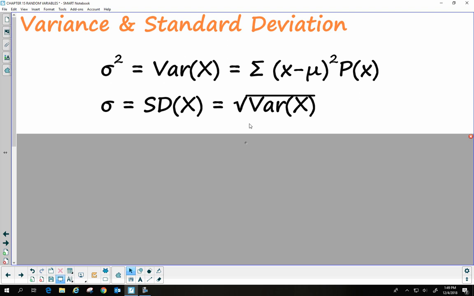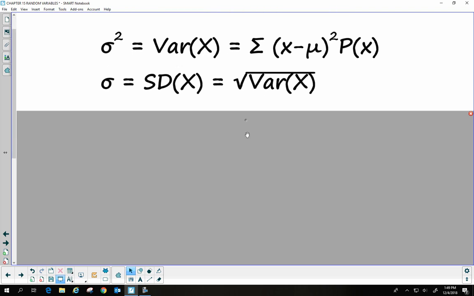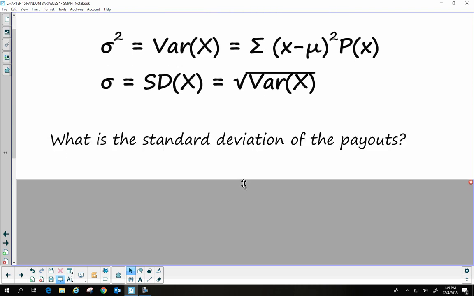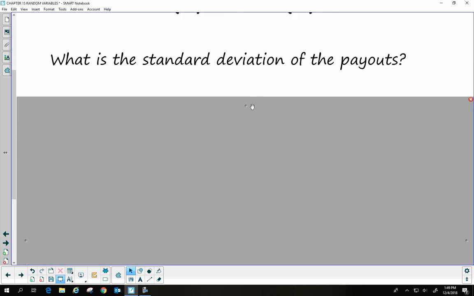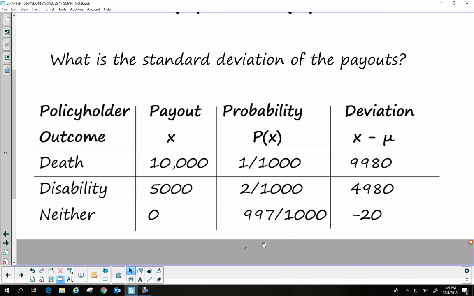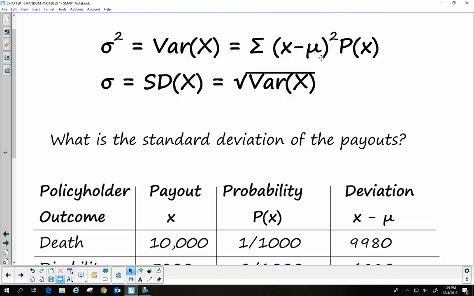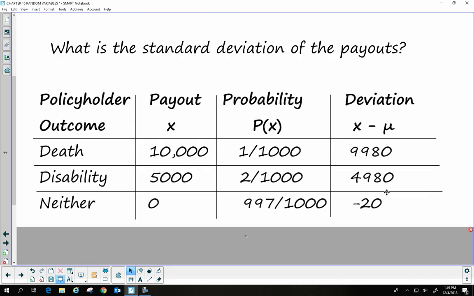So again, let's just do one of those so that it makes a little more sense. So we want to know the standard deviation of the payouts for this insurance company. So we'll add another column, the deviation column. So we're going to take our payout and subtract the mean. Our mean we found was $20, so we're just doing 10,000 minus $20, 5,000 minus $20, and 0 minus $20. And so now we have all these x minus mu's that we can put into this formula.